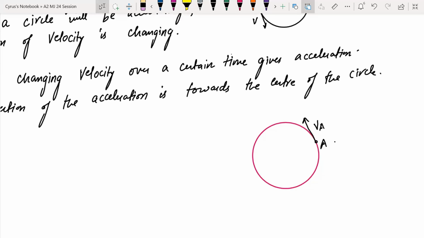Because this is VA, and let's say at this point somewhere here the velocity is VB. This VB is basically the resultant velocity.